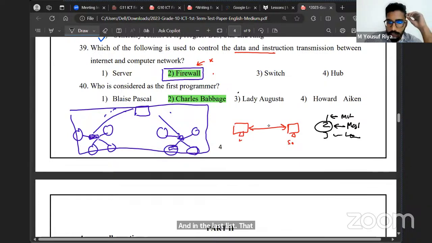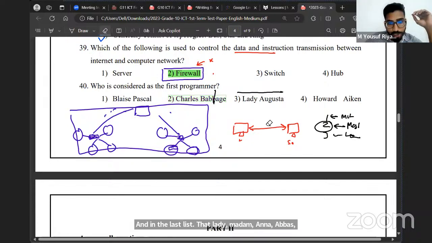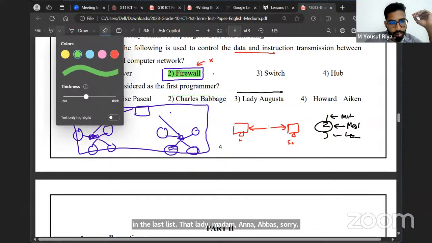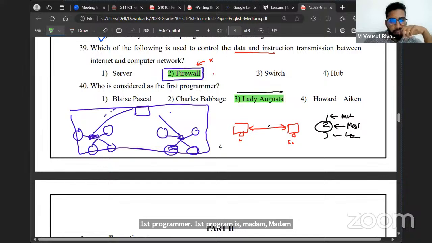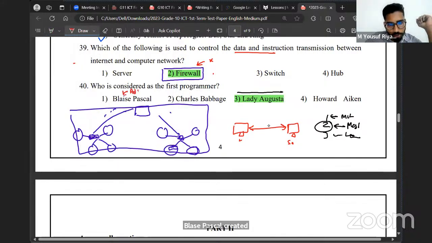Sorry. The first programmer is Madam Ada Augusta Lovelace. Okay, she was the first programmer. Blaise Pascal created the adding machine.